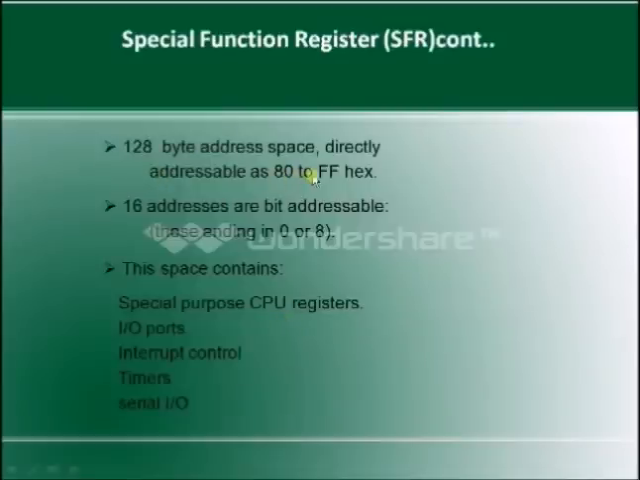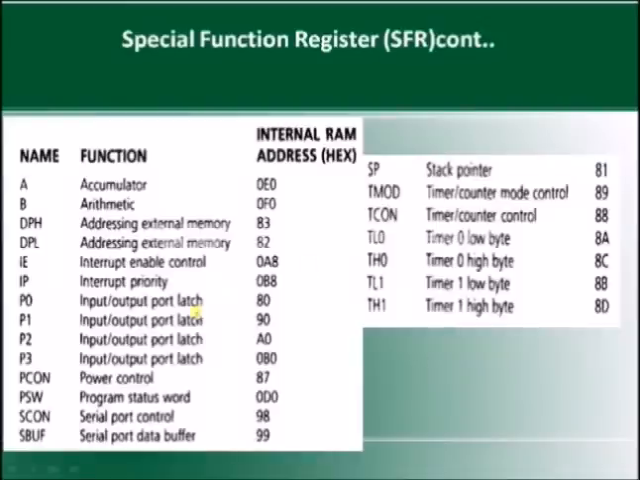Now the 128 byte address space is directly addressable as 80H to FFH. As I told you, they can be directly accessed with the help of their addresses. And 16 addresses are bit addressable. Out of these 21, 16 registers are bit addressable. Those bit addressable registers are recognized by their addresses ending in 0 or 8. The registers whose addresses end with 0 are accessed bit addressably, as well as those ending with 8.